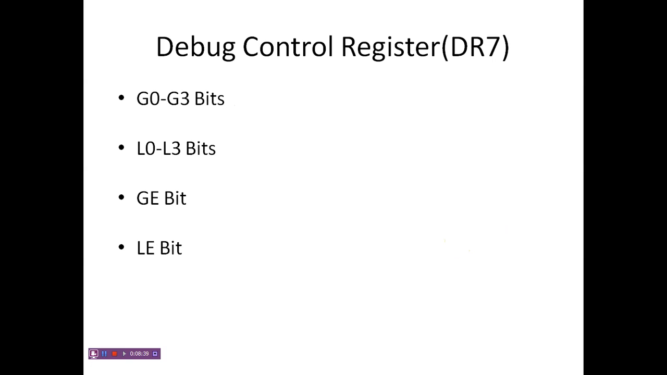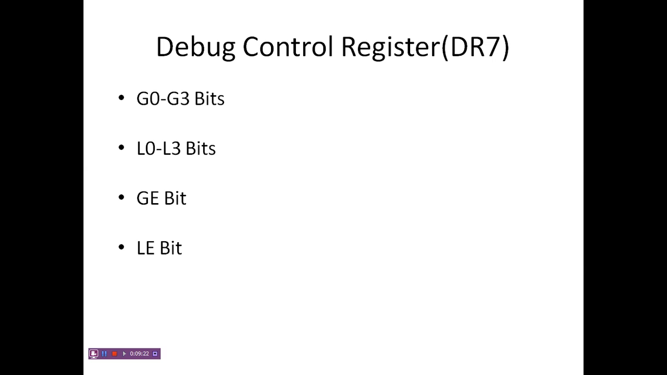Then these are the bits of the debug control register DR7, that is G0 to G3 bits, L0 to L3 bits, the GE bit and the LE bit. The low order 8 bits of DR7, that is L0 to L3 and G0 to G3, selectively enable the 4 address breakpoint conditions specified in the debug address registers. There are 2 levels of enabling: the local, that is L0 through L3, and the global, that is G0 to G3 levels.